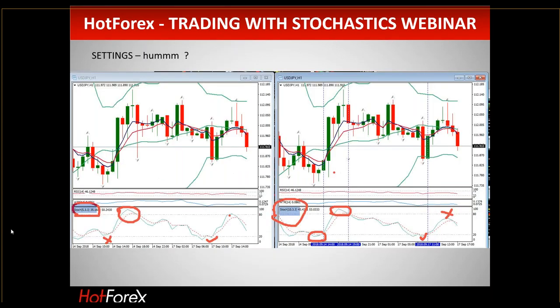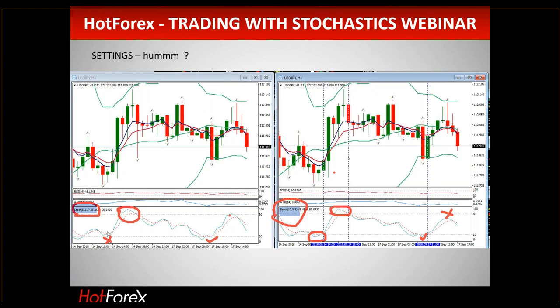So as I say, the settings, the higher the number. So this is exactly the same time frame. This is the dollar yen yesterday in the 1 hour time frame. This stochastic set at 5, 3, 3, this one here on the left, on the right, depends how you're looking at your screen. And this one here, we've doubled it to 10.